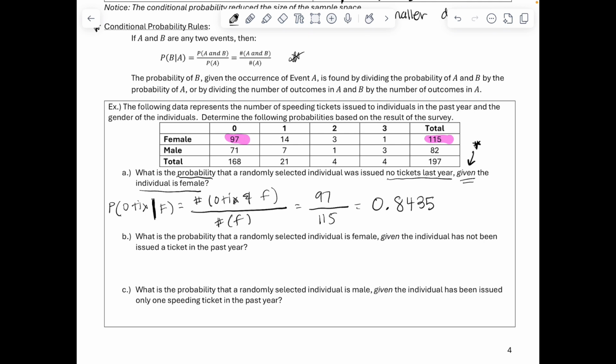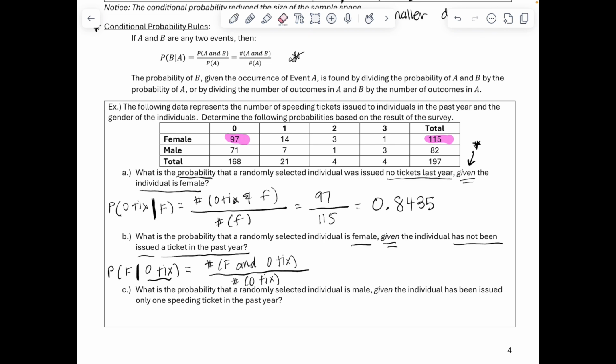Part B says, what is the probability that a randomly selected individual is female, given the individual has not been issued any tickets in the past year? So no tickets. So the probability that they're female, given that they're issued 0 tickets. So it's very similar idea to what we did up above, but this time if you notice the female and the 0 tickets are pretty much switched. And so in the numerator it's going to be the number of people that are female and have 0 tickets, divided by what is given this time, which is the number of people that have 0 tickets.